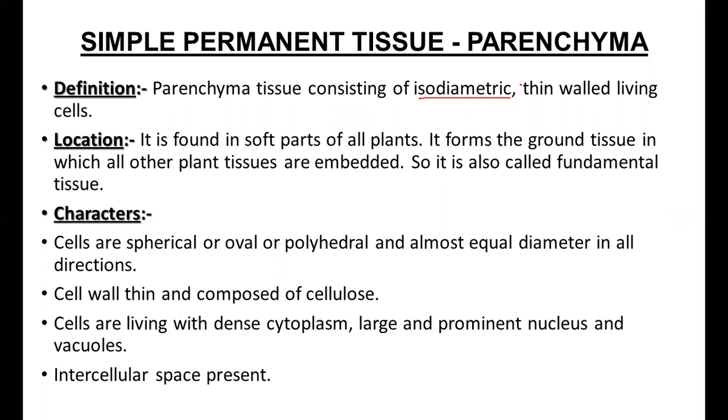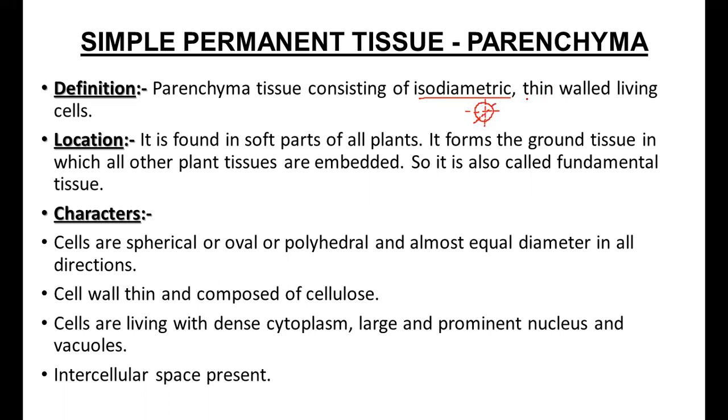Isodiametric means the cells of the parenchyma are more or less circular or spherical. That is, the diameter should be the same in any plane. This is called isodiametry. It means the shape of the cell should be round, so that the diameter of the cell is equal in any plane.